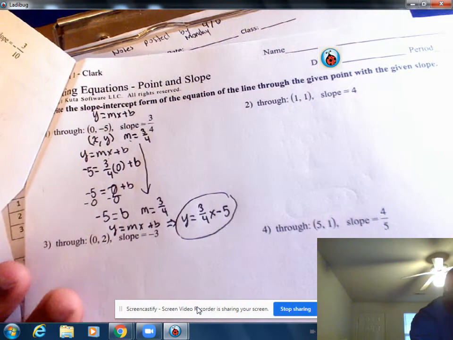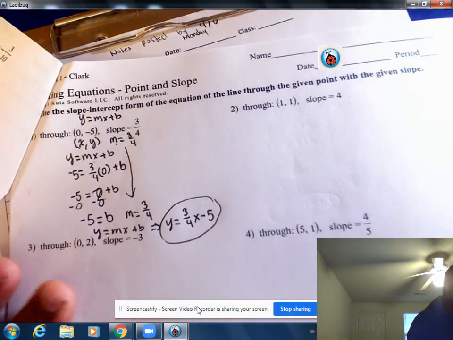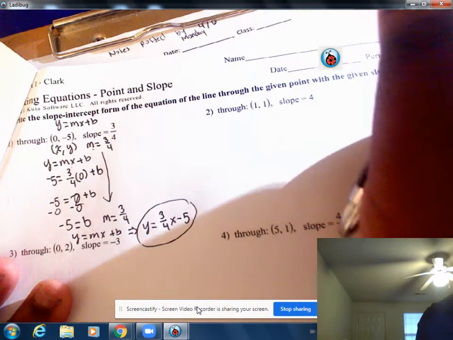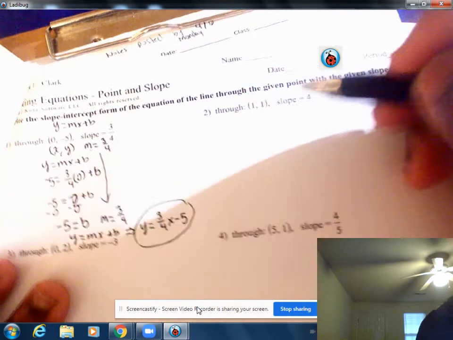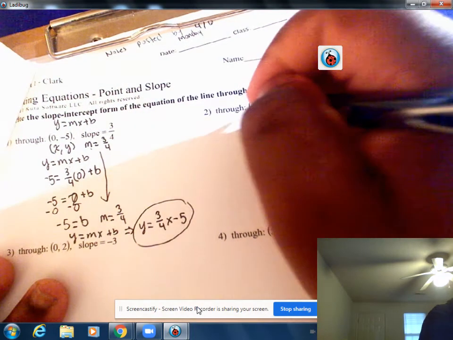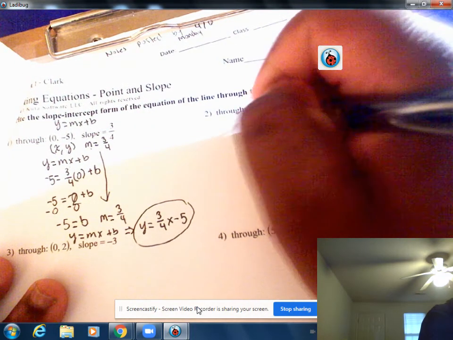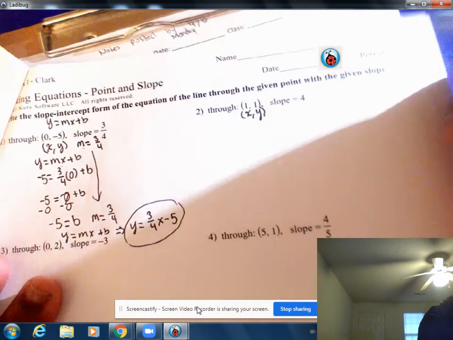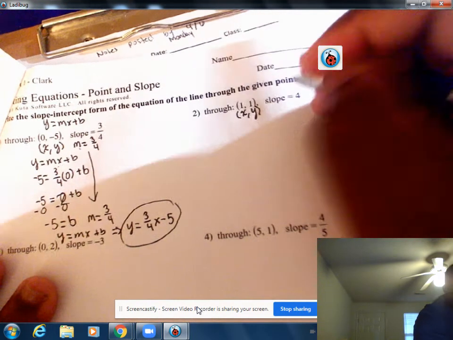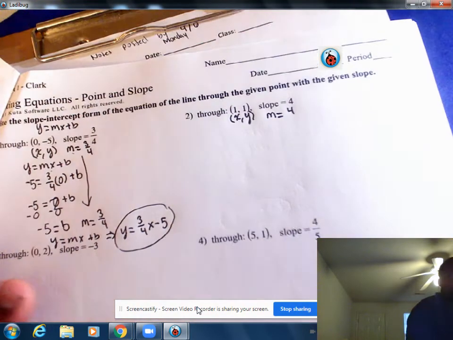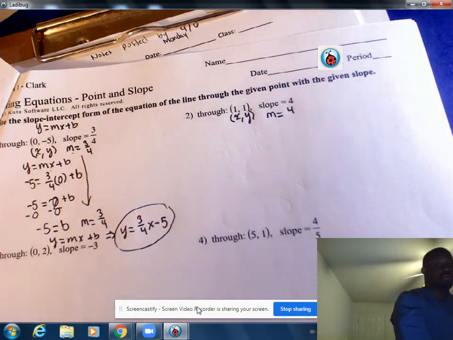Okay. So here's my second example. Again, you want to identify everything that they've given you. We know that this one is x. We know that my other one is going to be y. And then we know that slope is going to be 4. Okay. M is going to be 4.